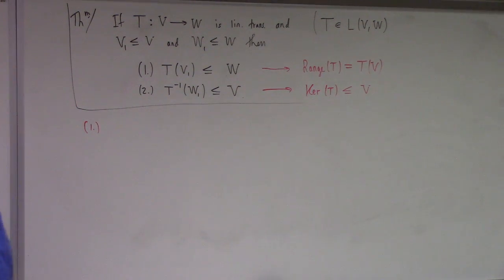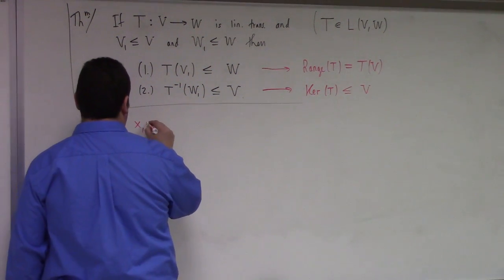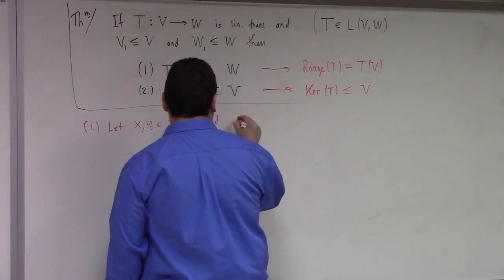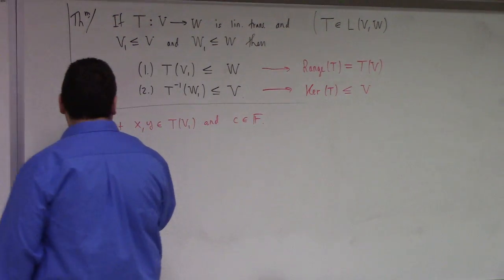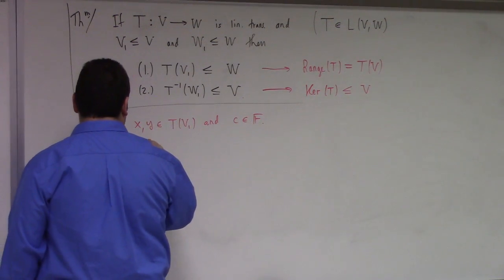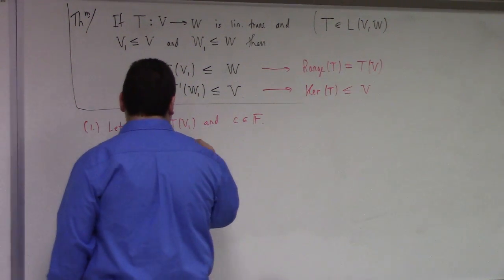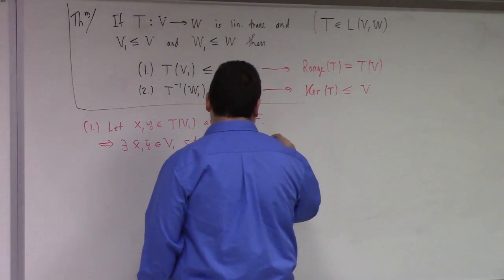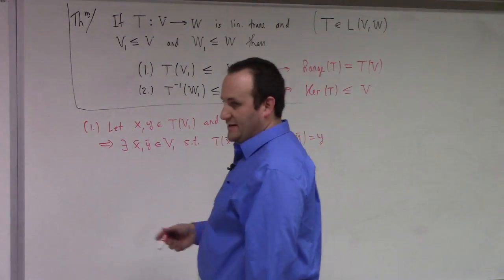How do you prove something's a subspace? I think by now it has been drilled into you, yes? So we'll let x and y be elements of T of V1 and c an element of the field. What does it mean? That means that there exist, let's say, x bar and y bar in V1 such that T of x bar is equal to x and T of y bar is equal to y. Why is that? By definition, right?